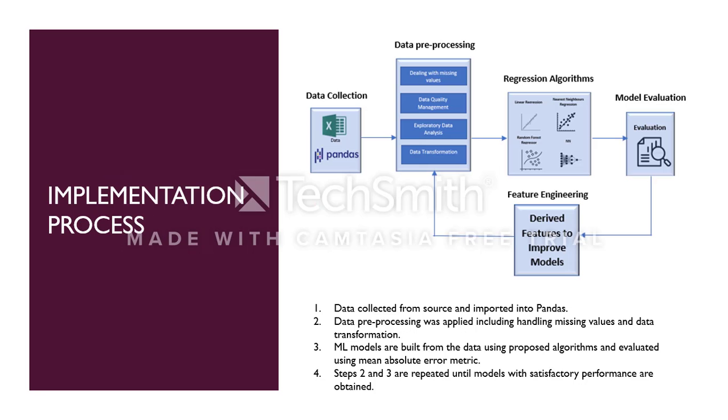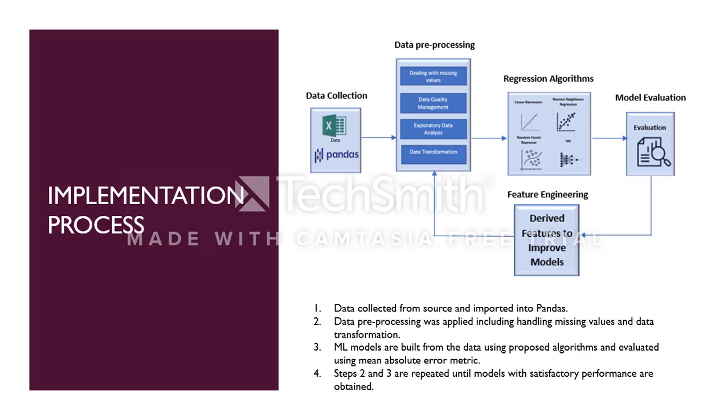Implementation. The implementation process is shown in the diagram. There are two sets of experiments. The models in experiment 1 are built from the original dataset, while additional features were derived for the dataset used in the second experiment using feature engineering.